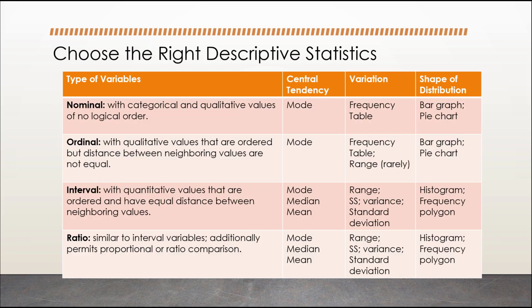Let's end this video with a brief summary. Sum of squares, variance, and standard deviations are only applicable to interval and ratio variables. Range can also be used for ordinal, interval, and ratio variables. For nominal variables, the only way to describe variation is with frequency tables. Frequency tables may also be used for quantitative variables, but only when the number of values is small. Otherwise, values should be grouped into intervals.